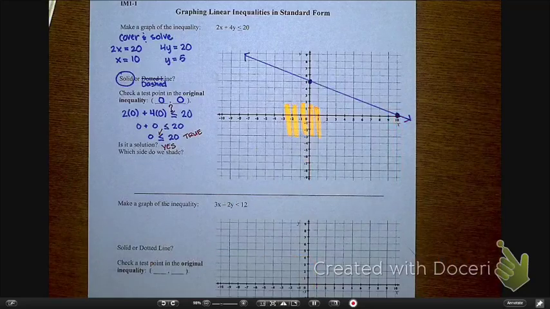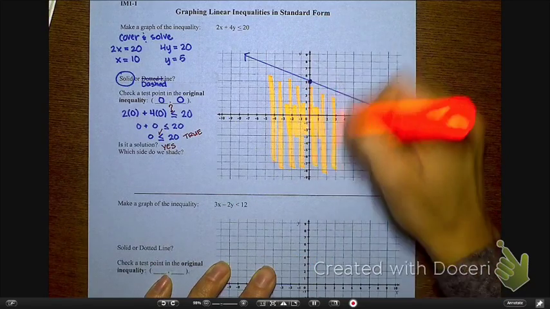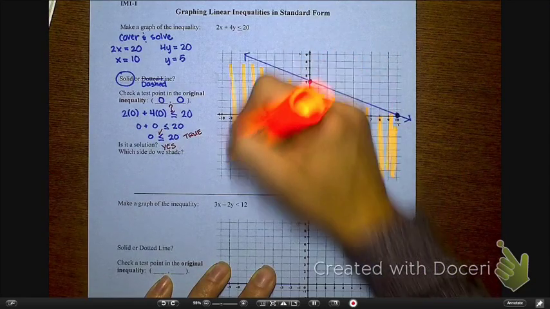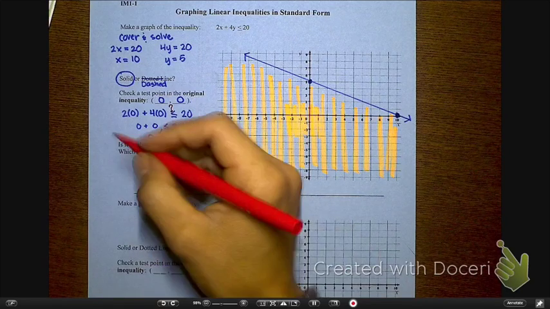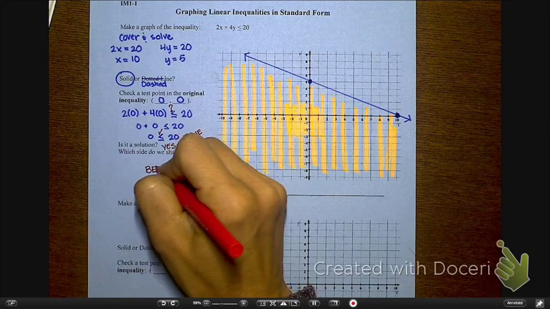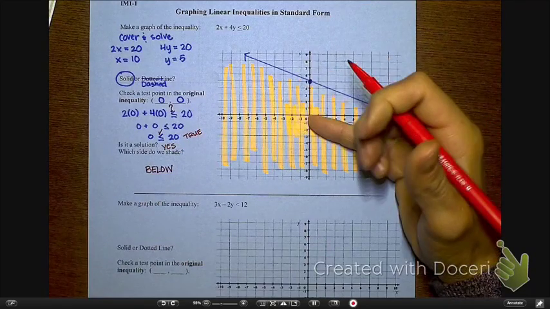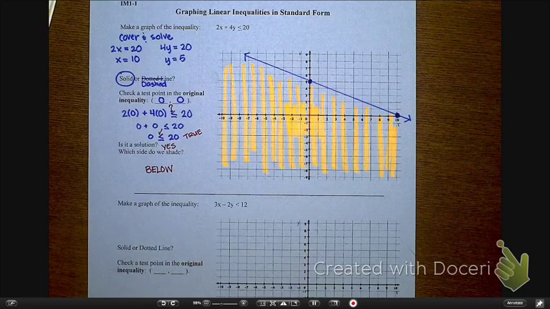It's right there. And shade all the other area there. Does that make sense? Now, which part of the graph did we end up shading? Did we shade above or did we shade below? We shaded below. Okay? And that is because relative to this line, 0, 0 is a solution and it is below the line. Okay? So that's where all your shading goes.